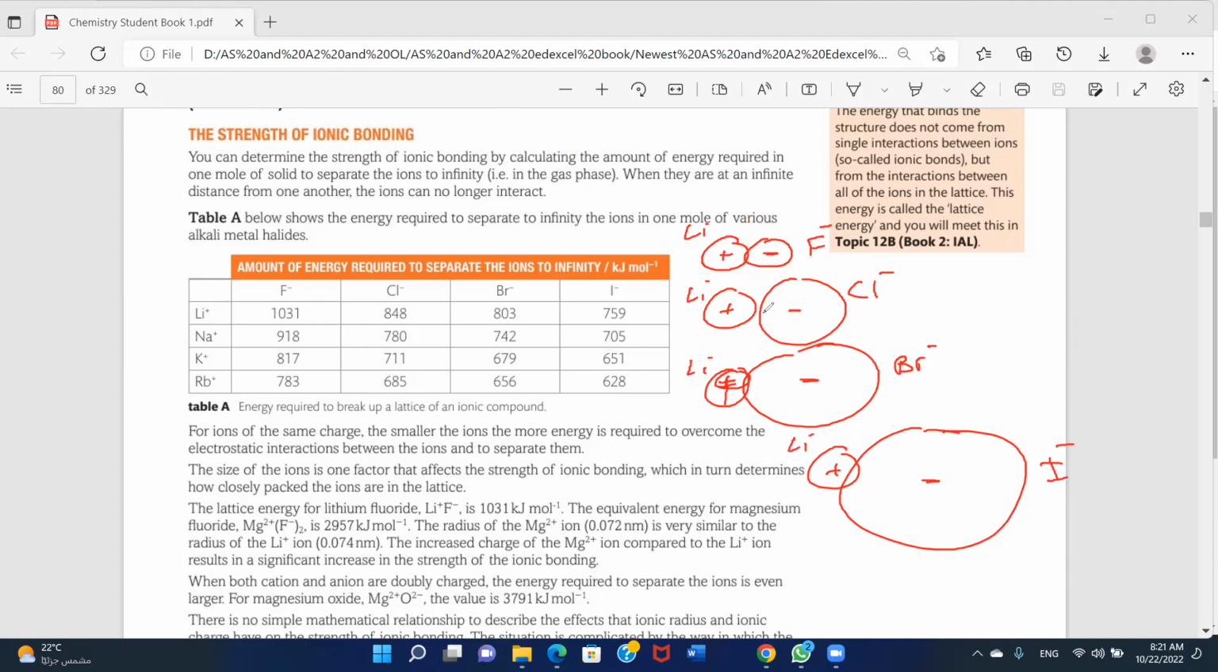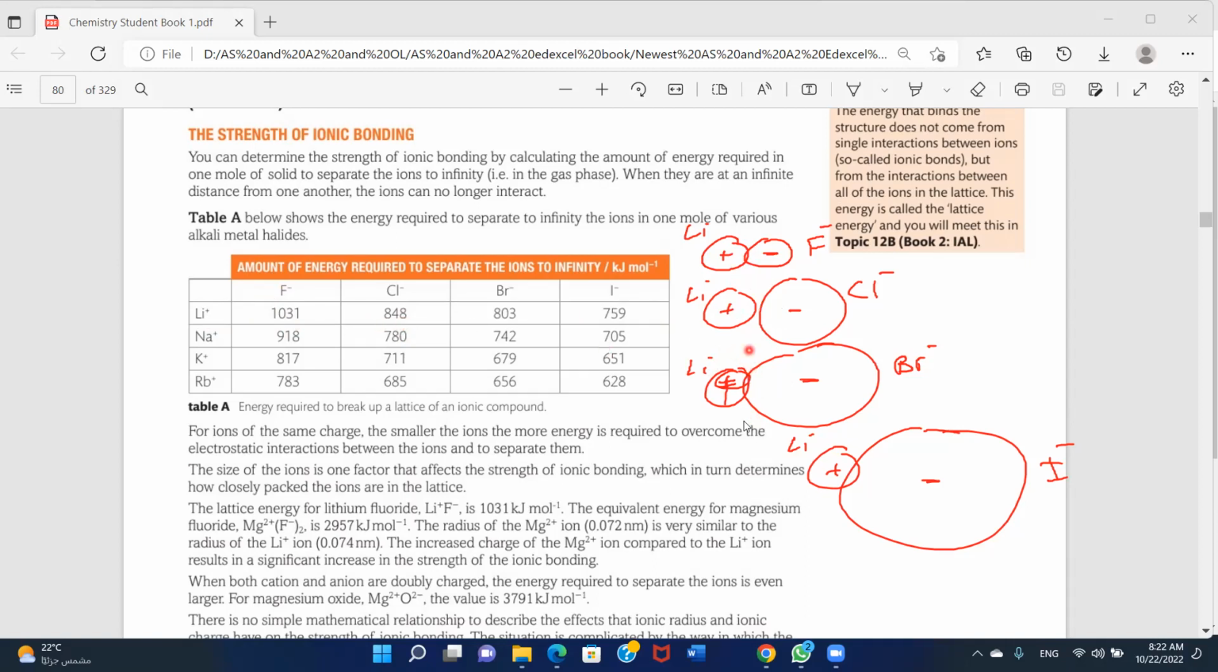How much energy is needed? Of course, the more energy we need, the stronger the bond. So not all ionic bonds are similar in strength. It depends whether I have a strong bond between the ions or a weak bond, and we know this from the energy required to break these bonds. Now, the energy required to break the lithium fluoride bond is 1031. To break the bond between lithium and chloride, it needs a lower energy, 848.